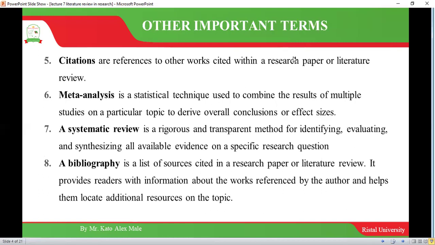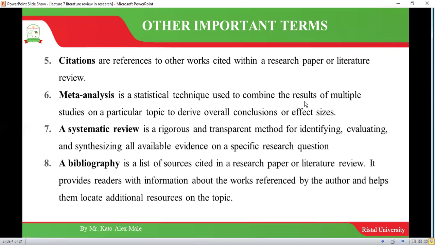Citations as a term, these are the references to other works cited within a research paper or literature review. Remember, every literature you have reviewed, you must cite, you must give it as a reference. You understand? You must give it as a reference such that other people who read about your work can also read about these articles to compare and check for the relevancy of your research.